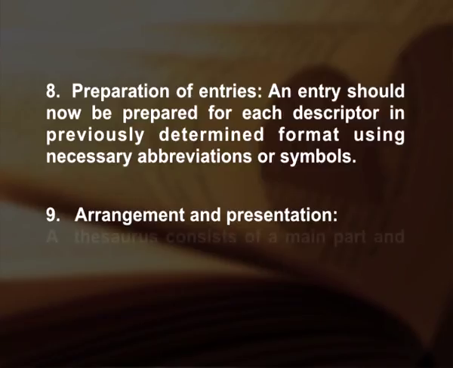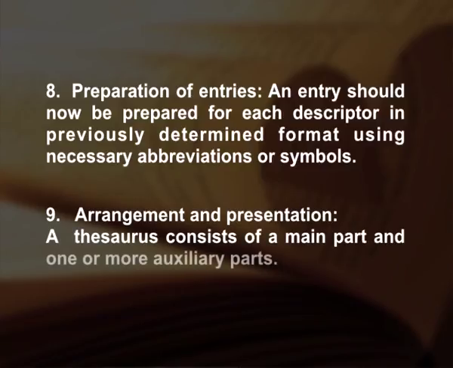9. Arrangement and presentation. A thesaurus consists of a main part and one or more auxiliary parts. If the main part is alphabetical, all the entries for descriptors and non-preferred terms are arranged in an alphabetical sequence following some standard practice of alphabetization. When the main part is classified or systematic, the terms are arranged in their hierarchical order with levels of hierarchy represented by the indentions. Dots or dashes, scope notes, synonyms and related terms are added whenever necessary.